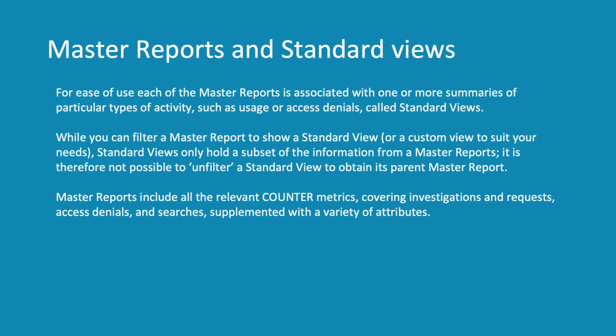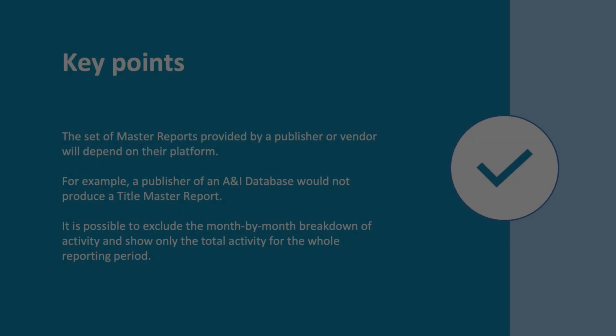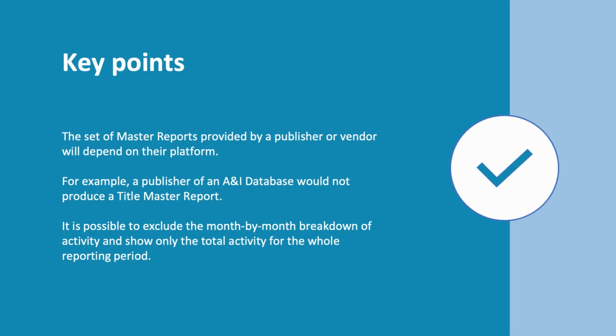Master reports include all the relevant counter metrics, covering investigations and requests, access denials, and searches, supplemented with a variety of attributes. The set of master reports provided by a publisher or vendor will depend upon their platform. For example, the publisher of an A&I database would not produce a title master report. It is possible to exclude the month-by-month breakdown of activity and show only the total activity for the whole reporting period.